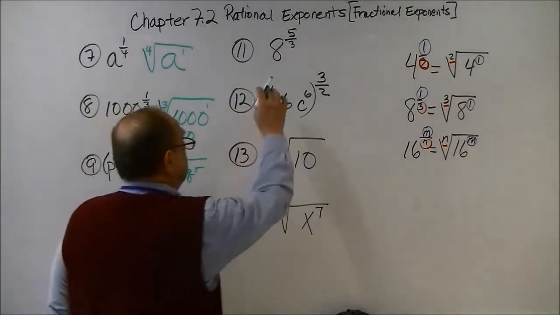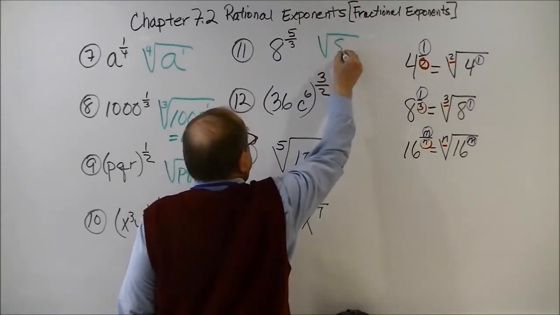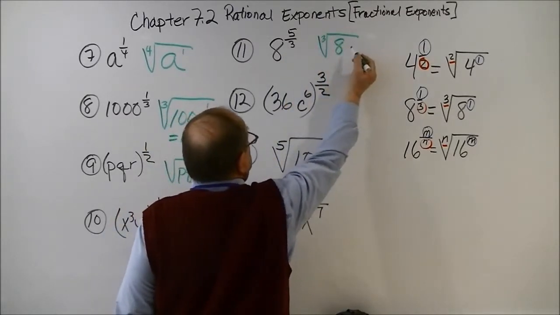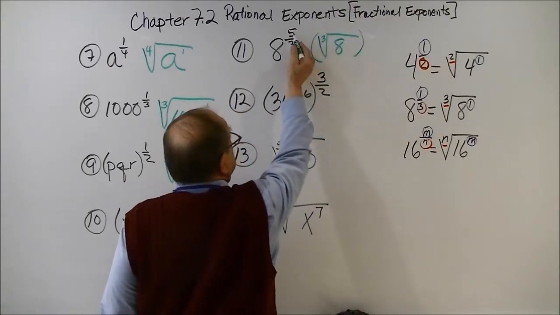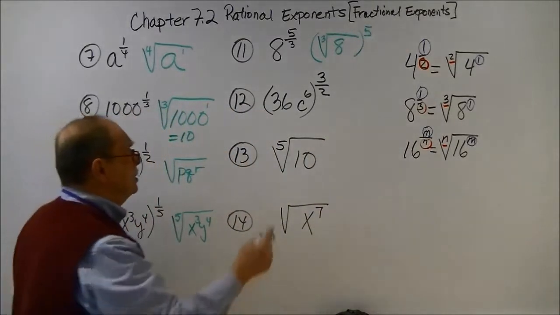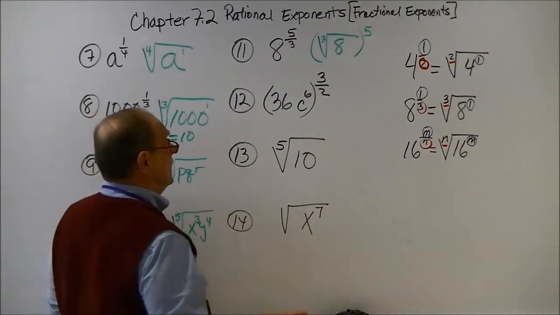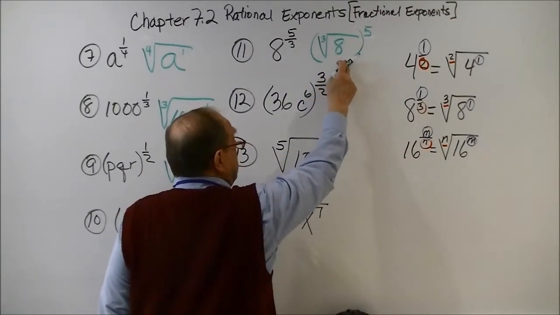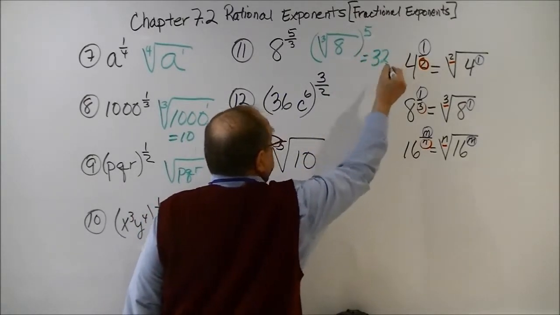All right, number 11, the radical sign. Our radicand is 8. The denominator of our fraction is our index number. And usually when we have something like this, we put the 5 out here. Now you could put it there as well, but you're going to see why this is a better place to put it. Because now we take the cube root of 8, which is 2, and we raise 2 to the 5th power, which is 32.